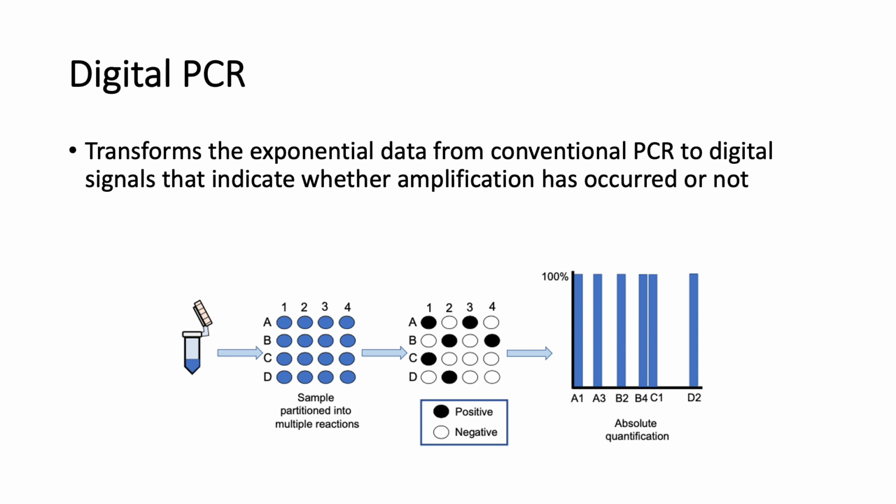PCR exponentially amplifies nucleic acids, and the number of amplification cycles and the amount of amplicon allows the quantification of the starting quantity of targeted nucleic acid. However, many factors complicate this calculation, often creating uncertainties and inaccuracies, particularly when the starting concentration of the genetic material is low. Digital PCR overcomes these difficulties by transforming the exponential data from conventional PCR to digital signals that simply indicate whether or not amplification occurred.